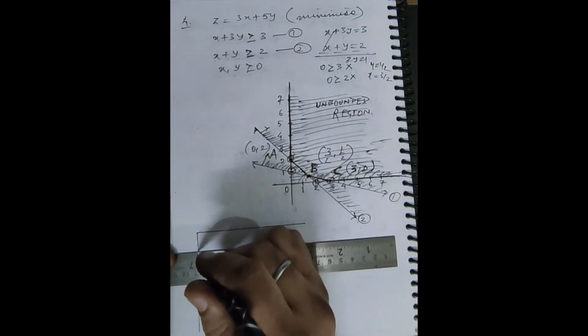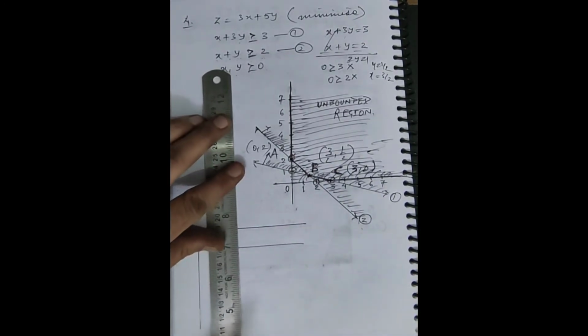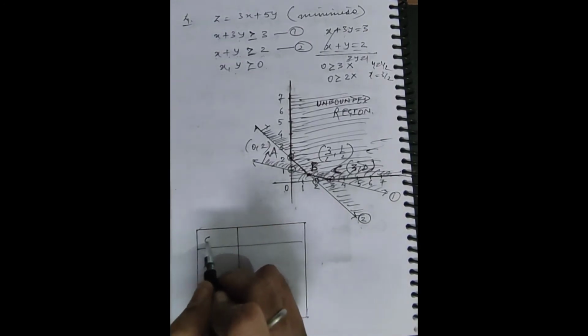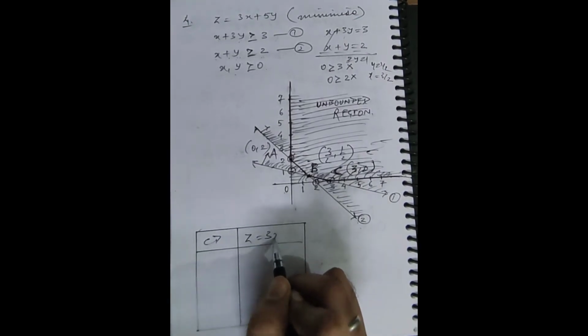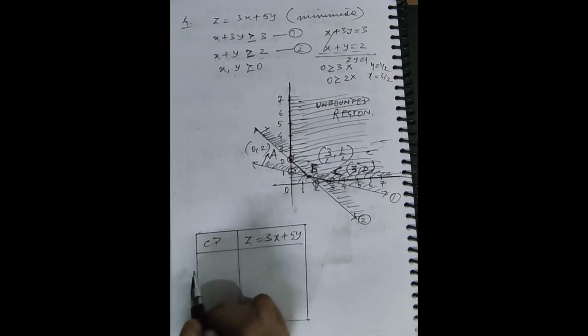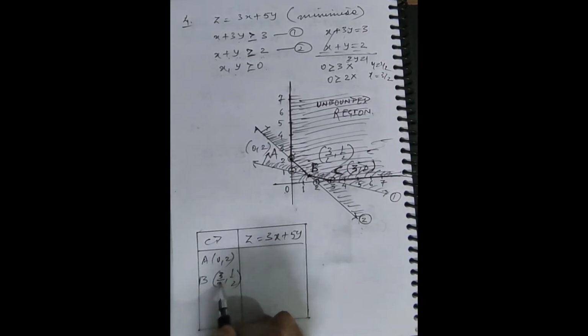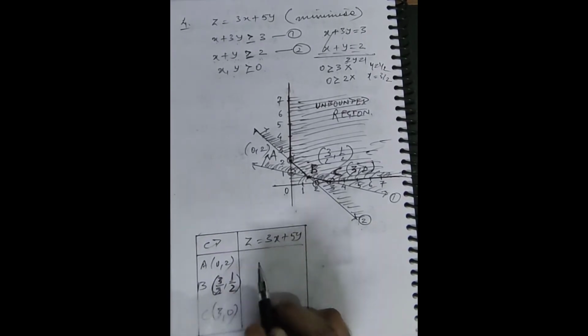For the evaluation of the objective function, we check at which point it gives the maximum or minimum value required. I hope by this time you have understood everything. 3x plus 5y. We have shortlisted 3 corner points: A (0, 2), B (3/2, 1/2), C (3, 0). Let us substitute, and whenever you are not comfortable with this verbally, you can go for rough work.